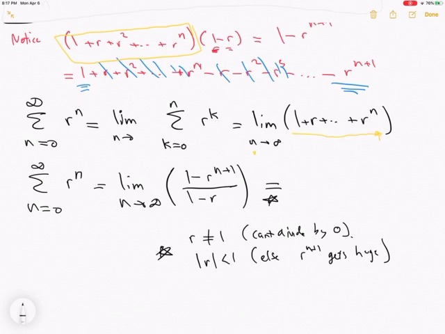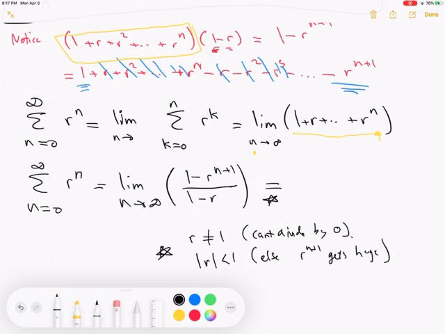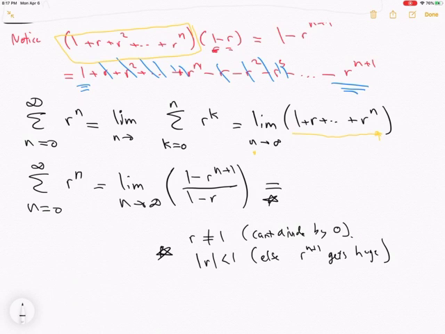So these are conditions. Obviously r can't be equal to 1, else it doesn't even make sense. And if we wanted to take the limit, then we need the absolute value of r to be less than 1. And then when you're taking a huge power of it, if you take like the number half, a huge power of half gets really, really small. So if we do that, when we take the limit, it just goes away. And that's what we get.